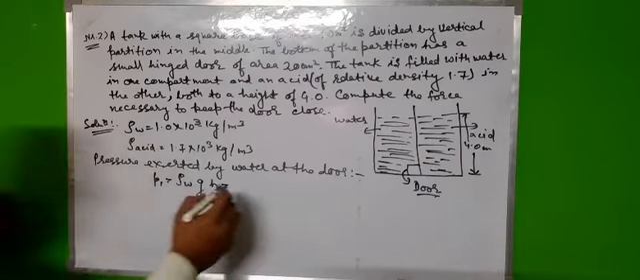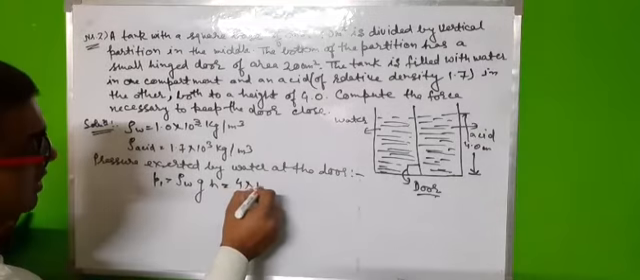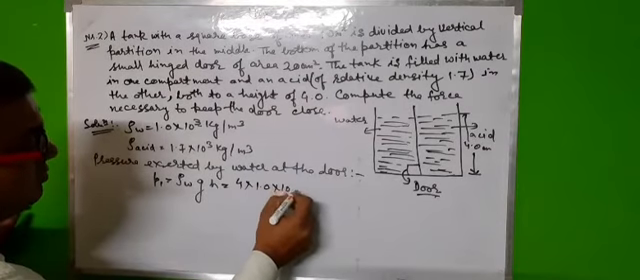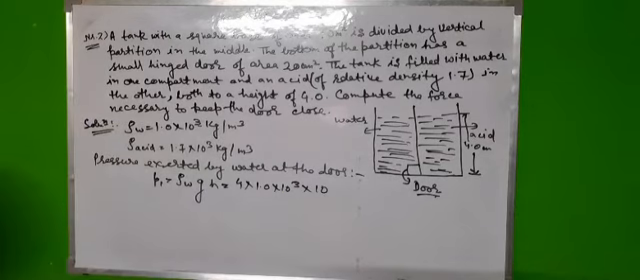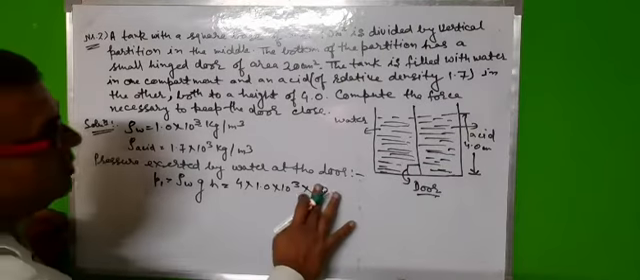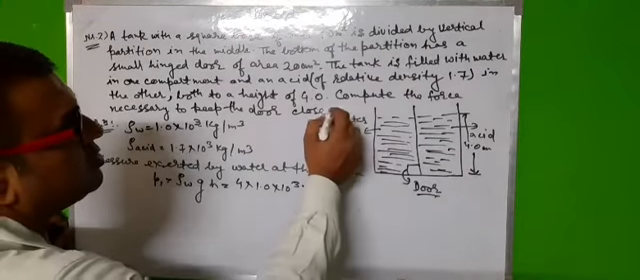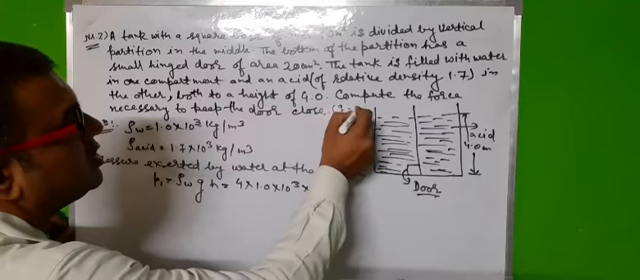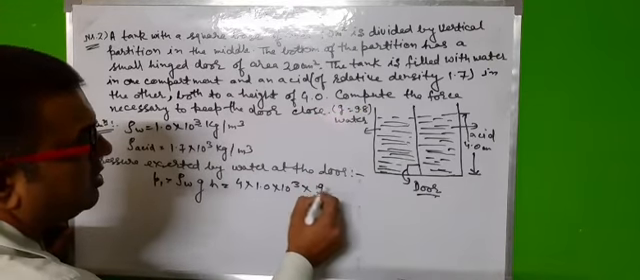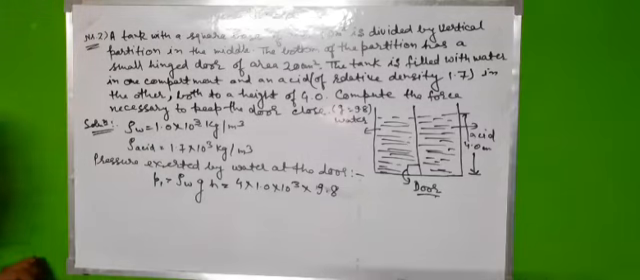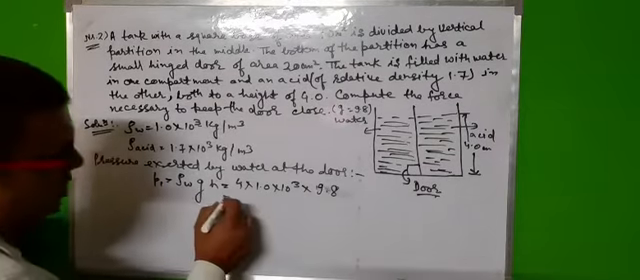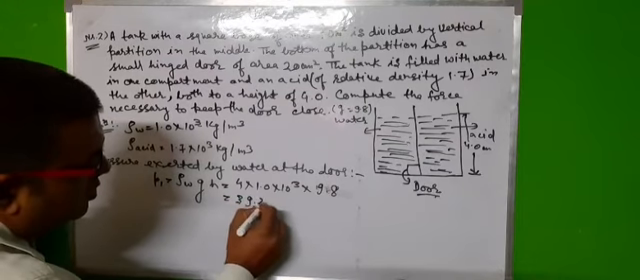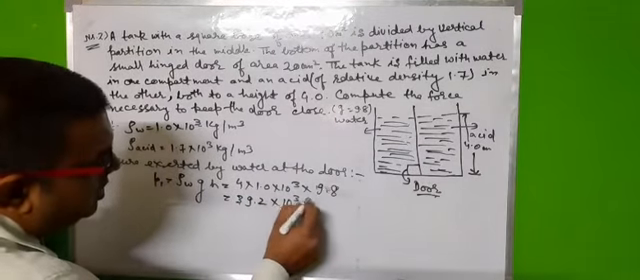So 4 is the height, 1 into 10 to the power 3 into 10. Here it is given in the question that G is equal to 9.8. So we will take 9.8. You can solve it by 10 also. So its value will be 39.2 into 10 to the power 3 Pascal.